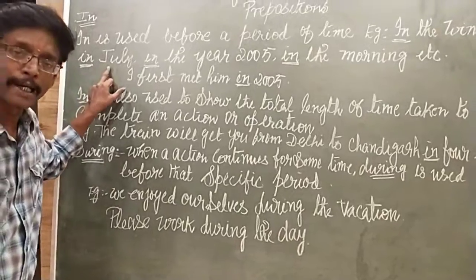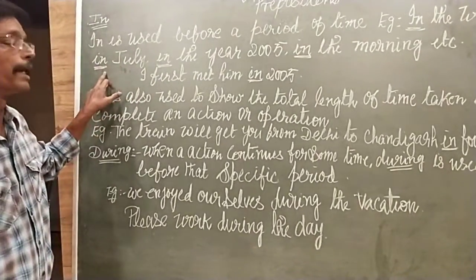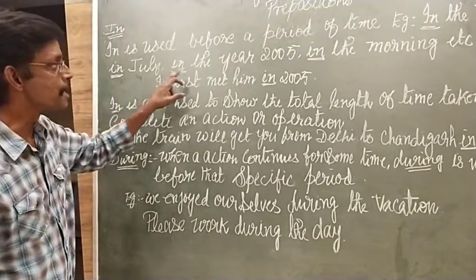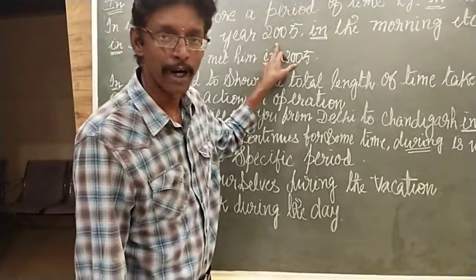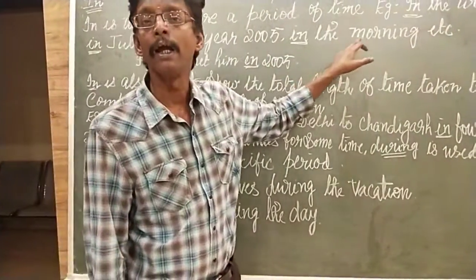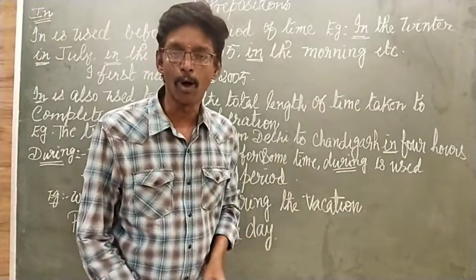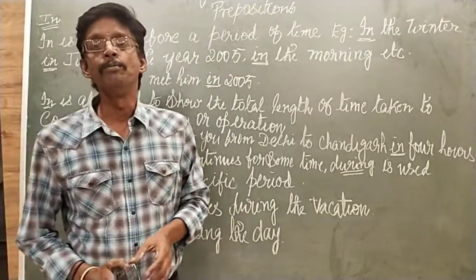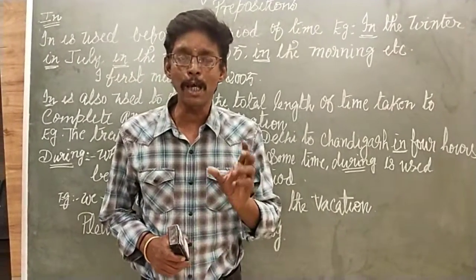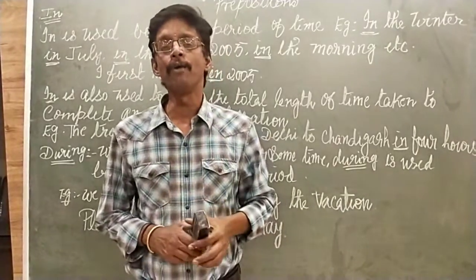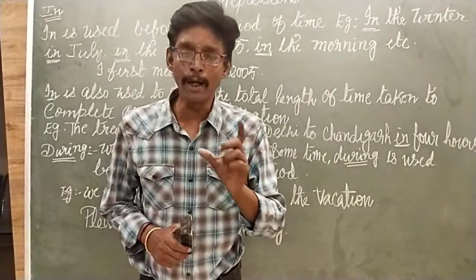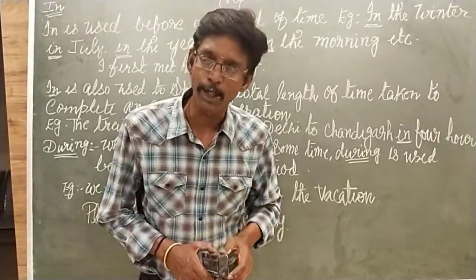And when we are indicating a time period, we use the preposition in. Same in the year 2005, in the morning, in the evening, etc. All these words show that it is a period of time, and when we are describing a period of time, we use the preposition in.